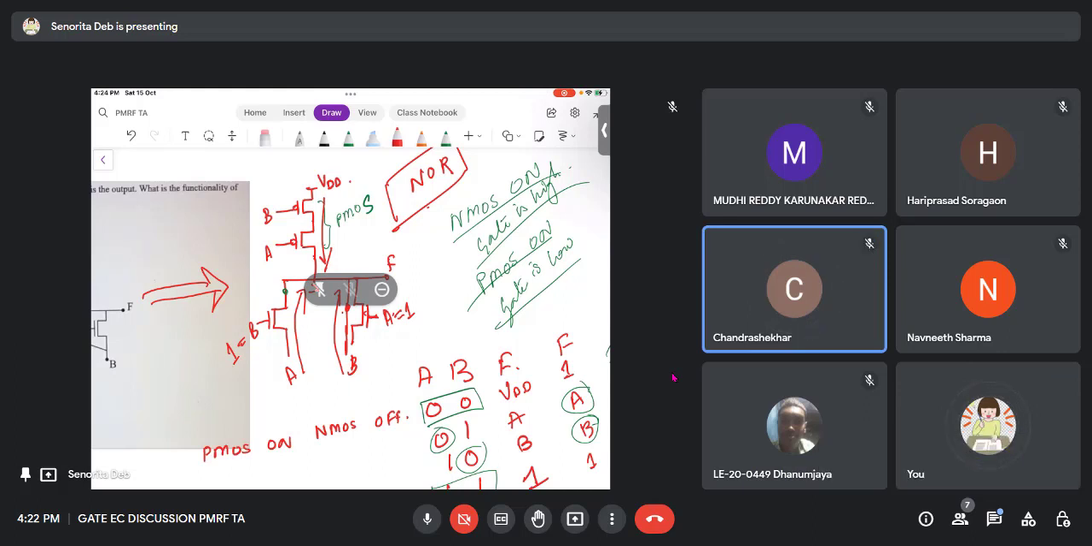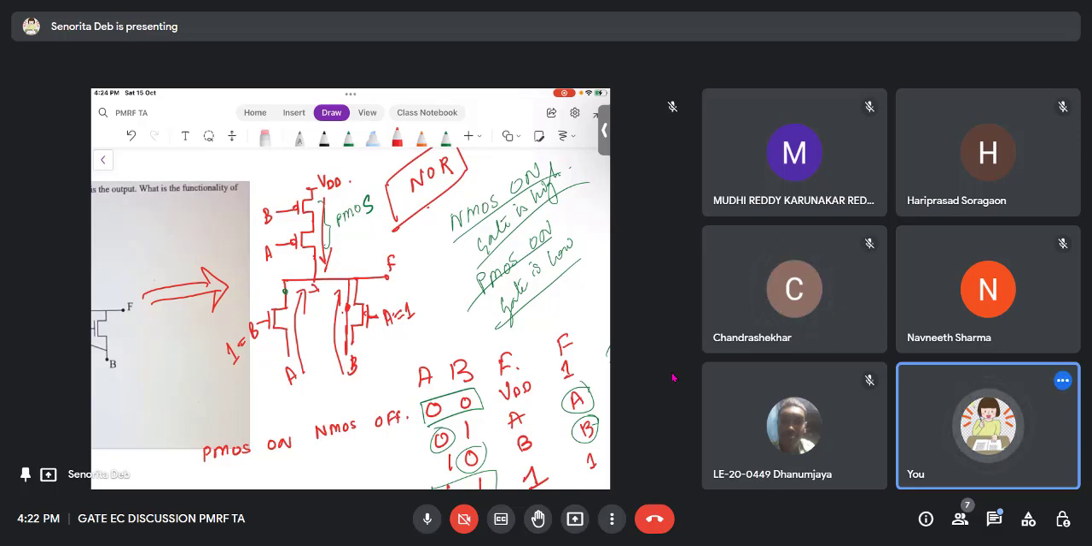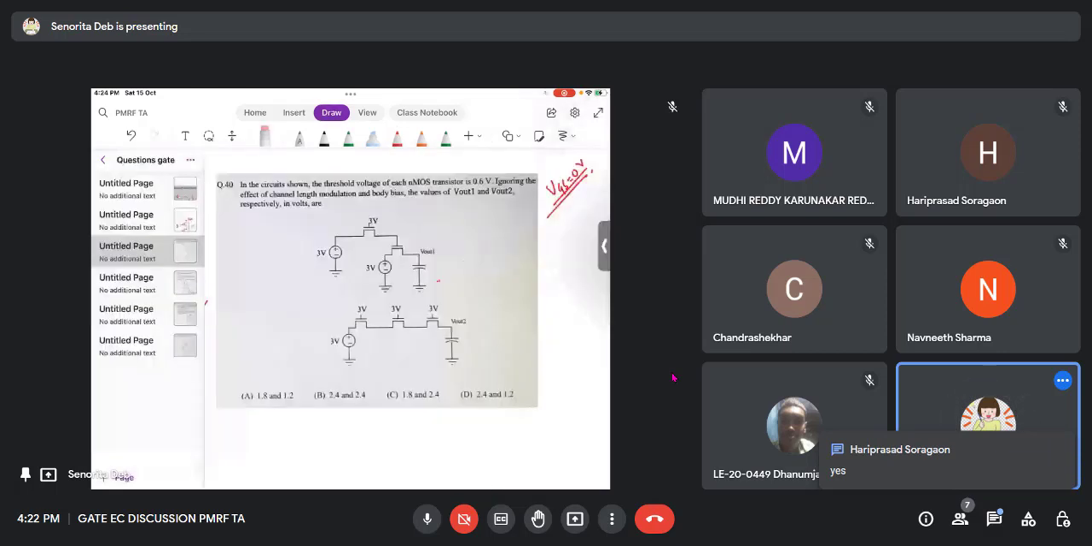Yeah. Okay. So should we go to next question? Yes. Okay. So another question. This was also an interesting pass transistor logic question.